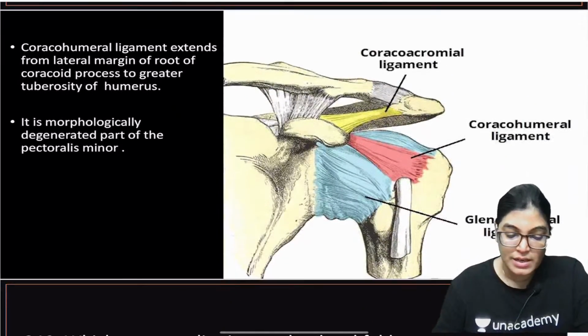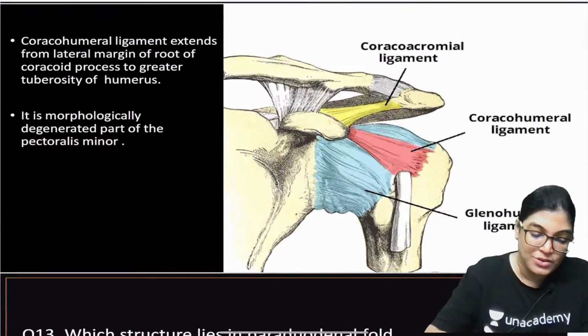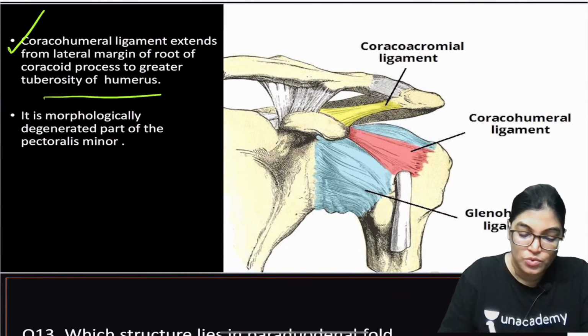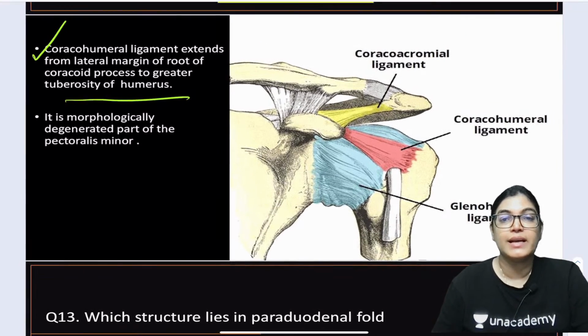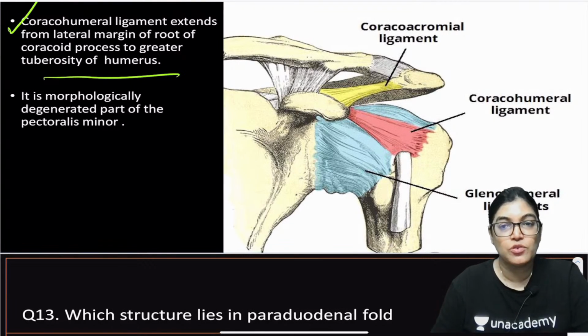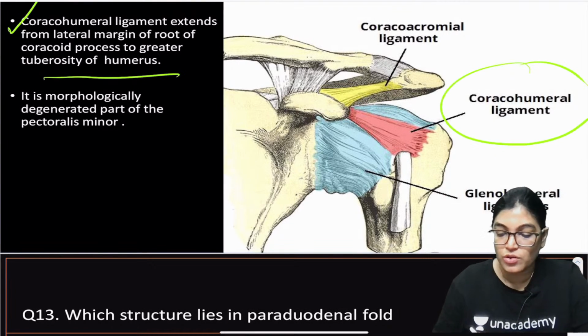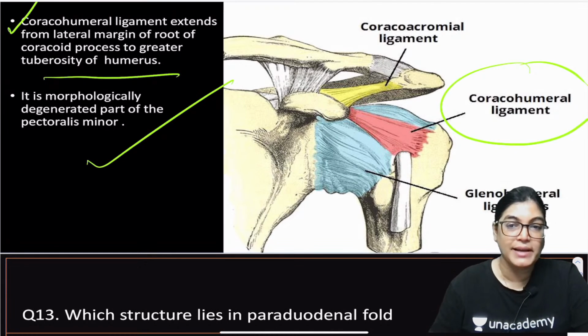Absolutely right. So see here, the coracohumeral ligament extends from the lateral margin of the root of the coracoid process towards the tuberosity of the humerus. So you can clearly see this is the coracohumeral ligament. It is morphologically the degenerated tendon of pectoralis minor.